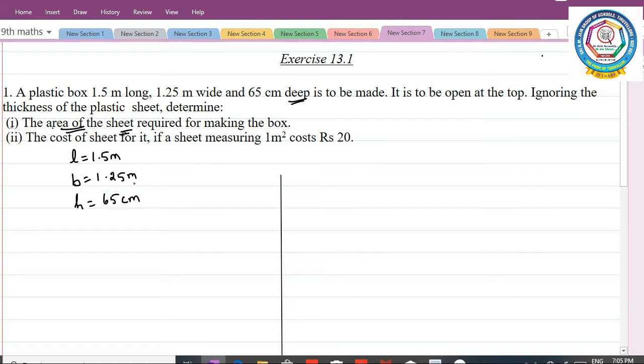Now you check: length and breadth are given in meters, but height alone is given in centimeters. You should convert it into meters. So 0.65 meter. So height is equal to 0.65 meter.